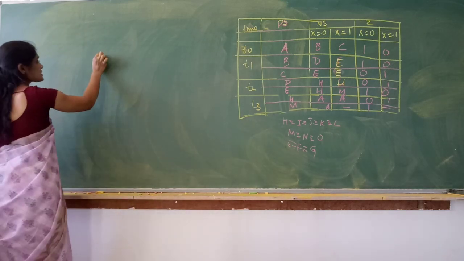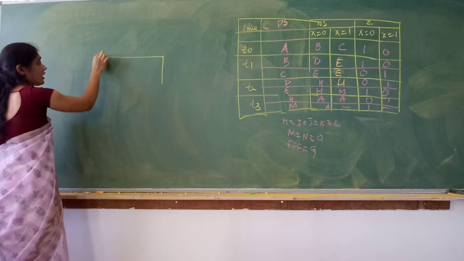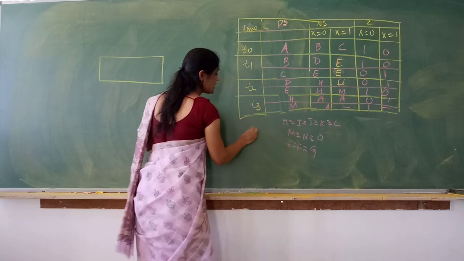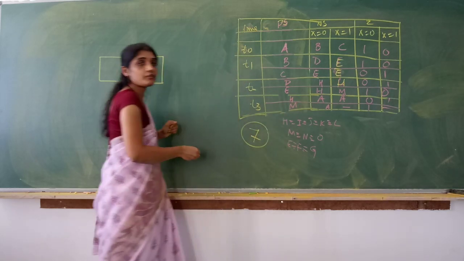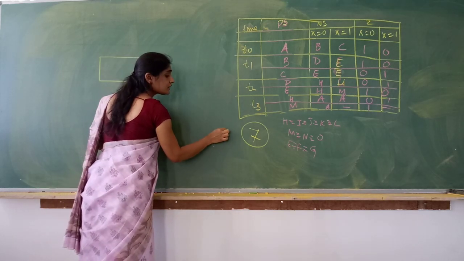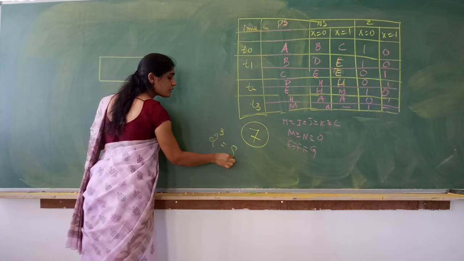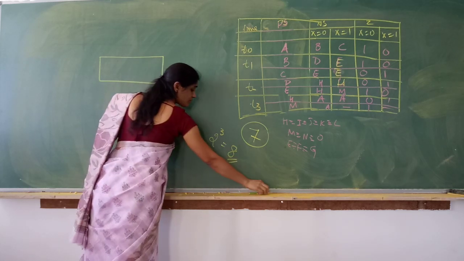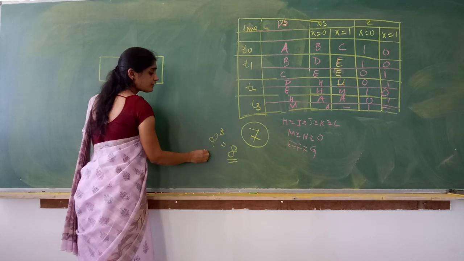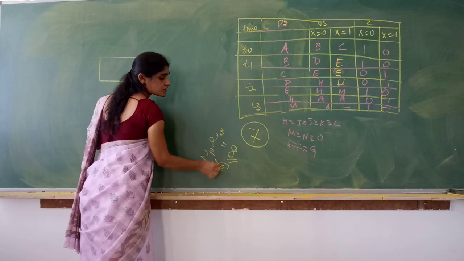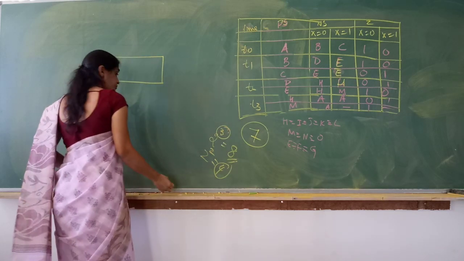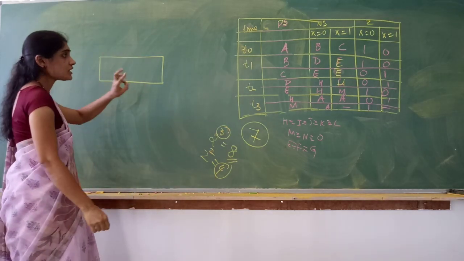State assignment means, first of all, how many states we have? We have 1, 2, 3, 4, 5, 6, 7. We have 7 states. So how many flip-flops are required? 2 power 3. If we use 3 flip-flops, a maximum of 8 states can be realized. We have 7. If I use 2 flip-flops, only 4 states I can realize. Since I have got 7 states, minimum 3 flip-flops are required.